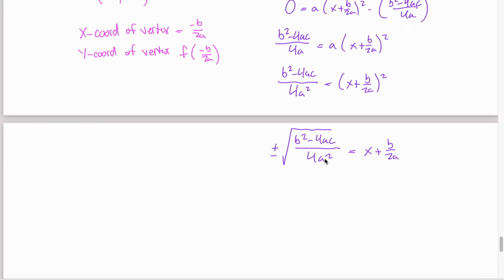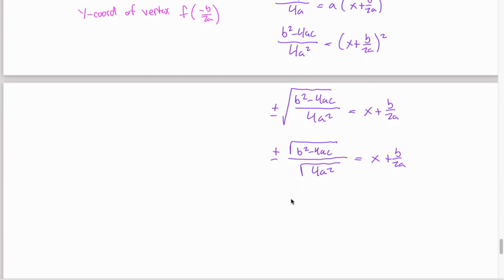But if you're comfortable with how square roots work, the square root of a fraction is the same as the square root of the numerator of that fraction divided by the square root of the denominator of that fraction. So really what I have is plus or minus the square root of b squared minus 4ac divided by the square root of 4a squared. That's equal to x plus b over 2a.